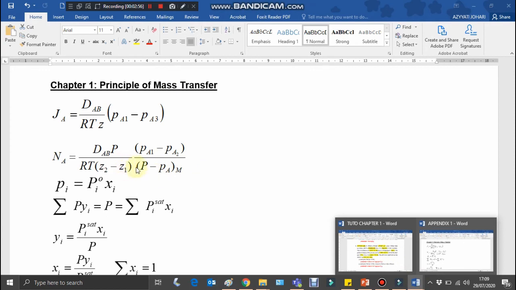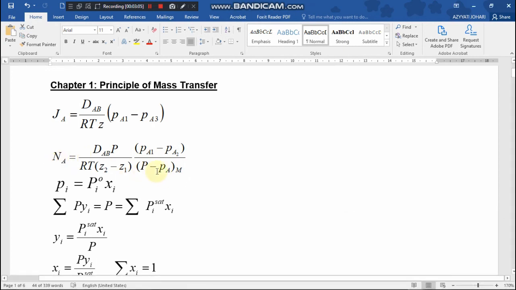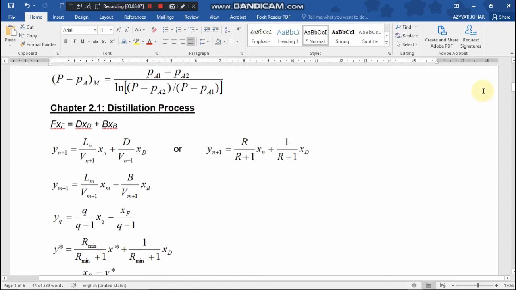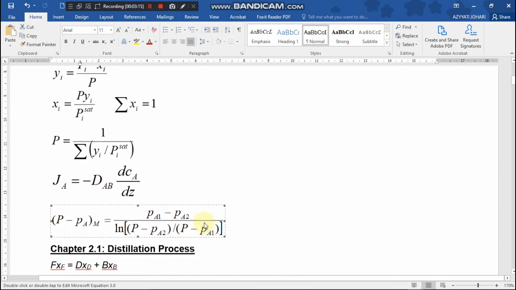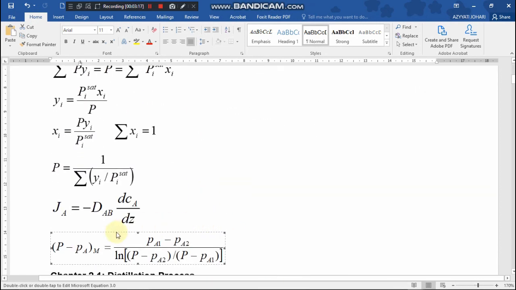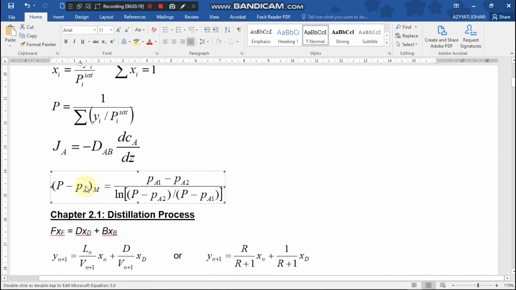20 meter. And then this one, okay, this part. So this part you need to solve first before you substitute all of the values inside this equation. So P minus PAM, already stated in the appendix, which is the last equation in chapter 1. Okay, the last equation in chapter 1.